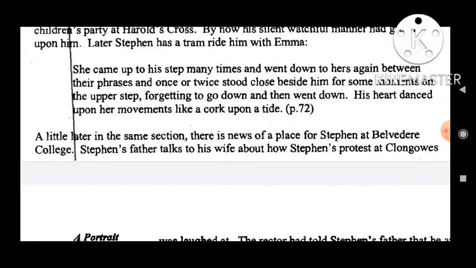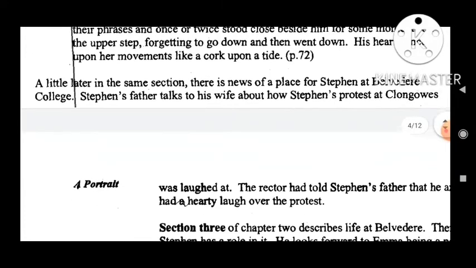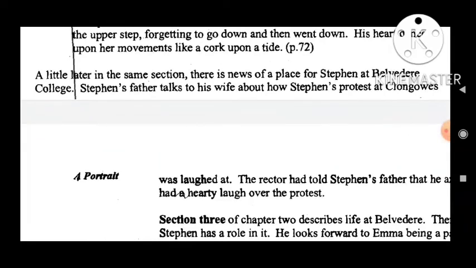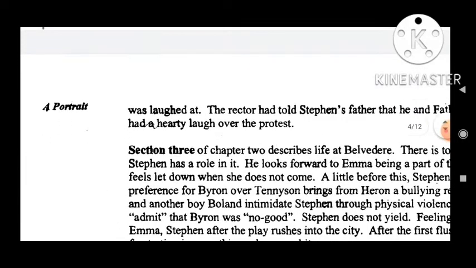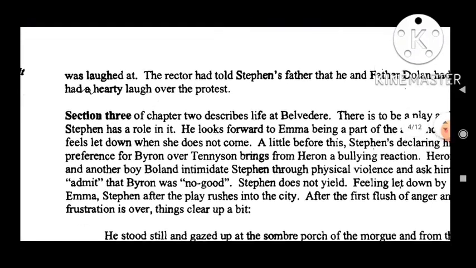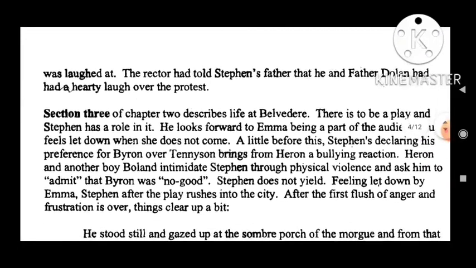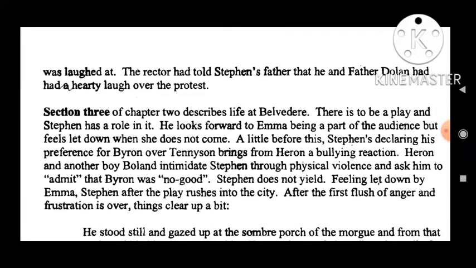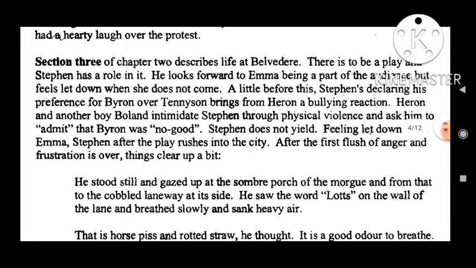A little later in the same section, there is news of a place for Stephen at Belvedere College. Stephen's father talks to his wife about how Stephen's protest at Clongowes was laughed at. The rector had told Stephen's father that he and Father Dolan had a hearty laugh over the protest. Section 3 of chapter 2 describes life at Belvedere.